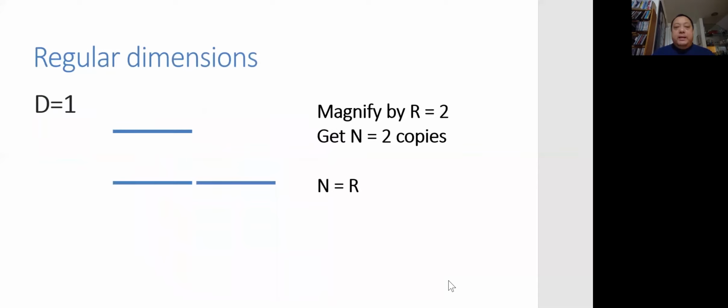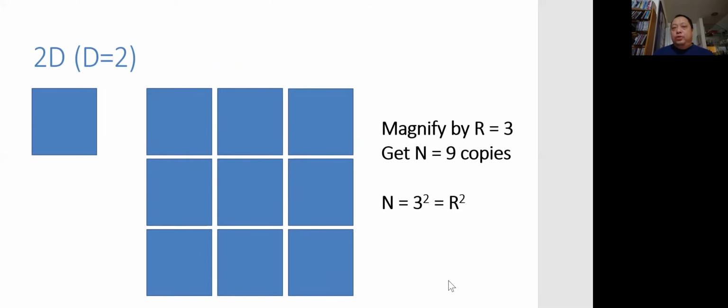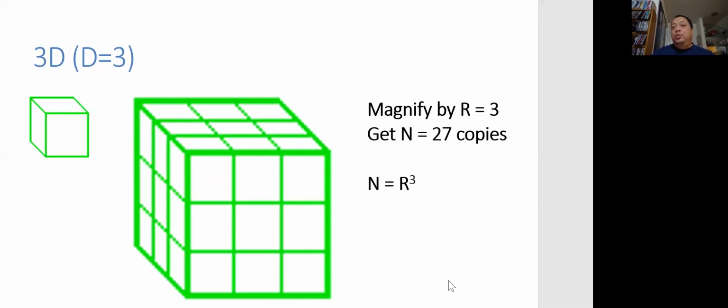If I look back at the one-dimensional situation, I had n equals r. That can also be written as n equals r to the power 1. So let's look at it. If I define the letter d as the dimension, then when d equals 1, n is equal to r to the power 1. When d is equal to 2, n is equal to r to power 2. And when d is equal to 3, n is equal to r to power 3.